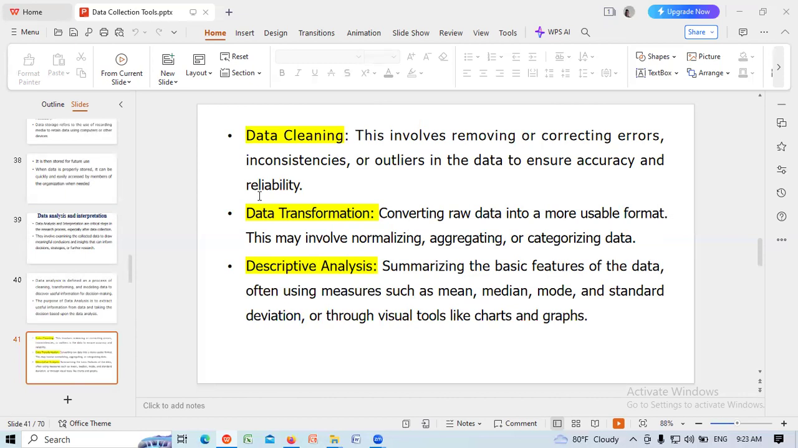Data transformation is converting the raw data into a more usable format. This may involve normalizing, aggregating, or categorizing data. Descriptive analysis is summarizing the basic features of the data, often using measures such as the mean, median, mode, and standard deviation, through visual tools like charts and graphs.